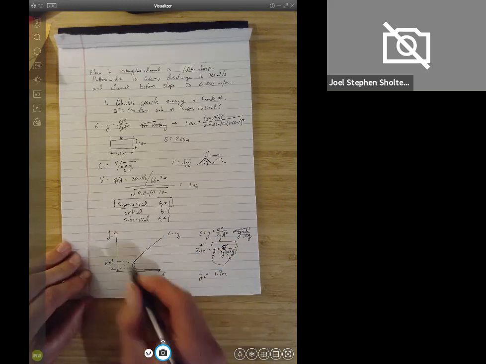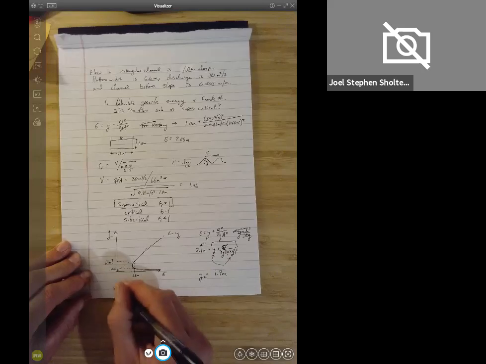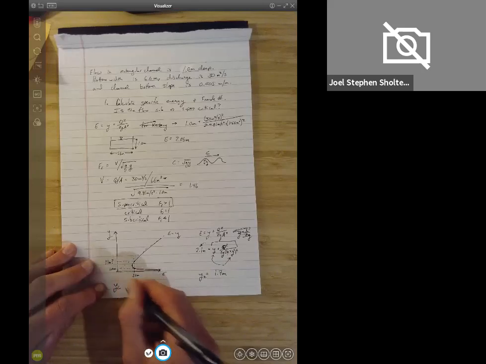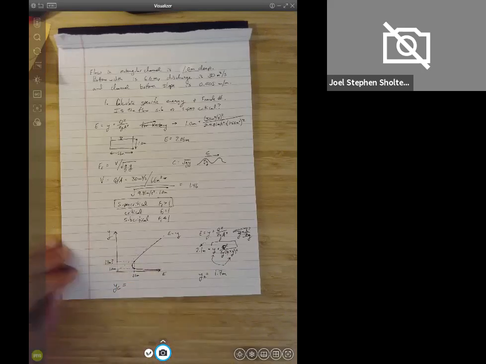We could also find our critical depth, and for rectangular channels, critical depth is equal to, I should know this off the top of my head, but I want to make sure I get it right for you guys.